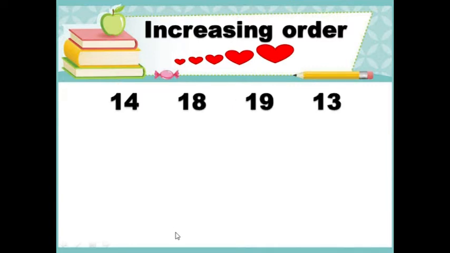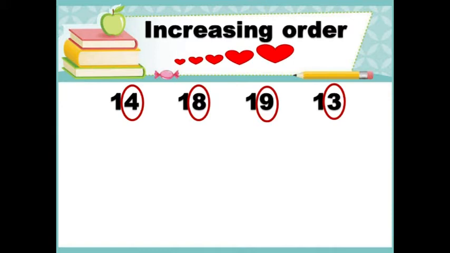Another one, we have here 14, 18, 19, and 13. Look at the numbers in the tens. We have 1. They are all the same. Like what we said, if they are all the same, we proceed to the next place value, which is the ones. In ones, we have 4, 8, 9, and 3. They are not the same, so we can start to compare numbers.